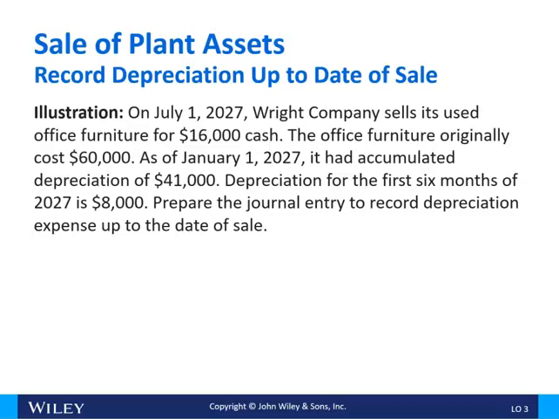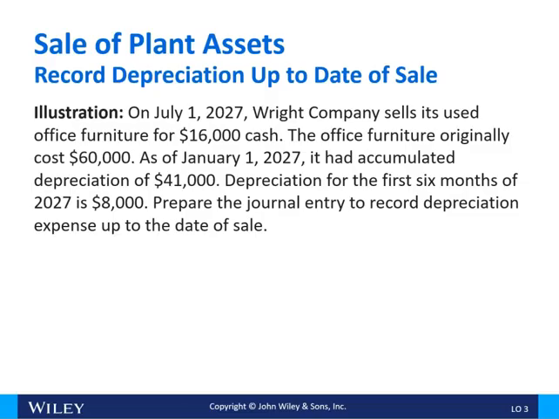So let's go through an example. On July 1st, 2027, Wright Company sells its used office furniture for $16,000 cash. The office furniture originally cost $60,000. As of January 1st, 2027, it had accumulated depreciation of $41,000. Depreciation for the first 6 months of 2027 is $8,000. Prepare the journal entry to record depreciation expense up to the date of the sale.